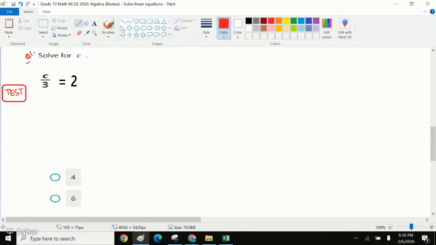We can say that C divided by 3 is equal to 2, right? Yes, thank you. That's a correct answer. Why? Because we know that C upon 3 was equal to 2. We multiply by 3 on either side, right? And C came out to be 6. Thank you. So if we click on 6, that's perfect.